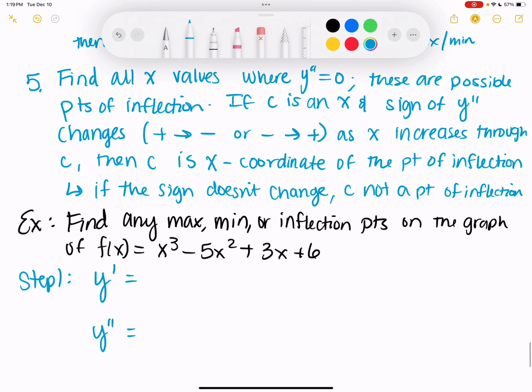What is the derivative of this? First I have to write down what it is.